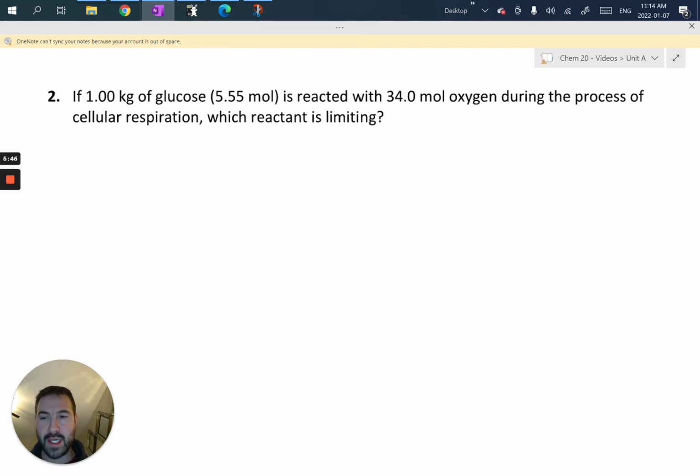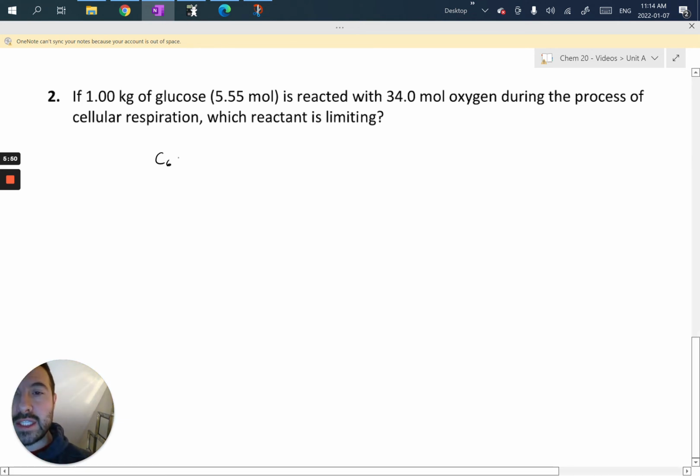Cellular respiration, kids, you should know this, my Chem 20s. Glucose, C6H12O6, one of the first chemical compounds you learn, is reacted with 34 moles of oxygen. So we just got to get my O2 here.